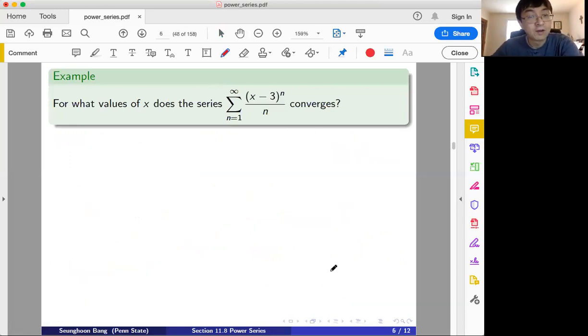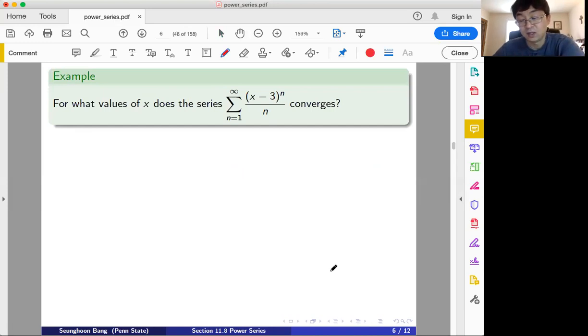Here, for what values of x does the series converge? The same question. Which test can you use for checking whether the series is convergent or divergent? The test for divergence, integral test, direct comparison, limit comparison, alternating series test, ratio test, or root test. So which test is good?